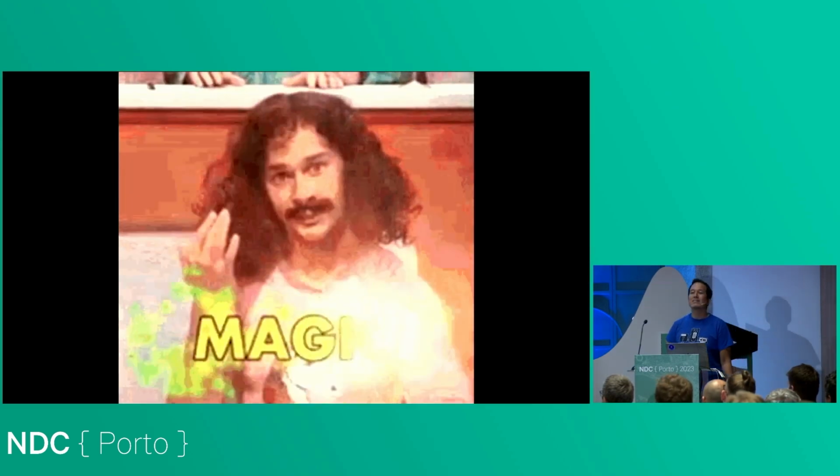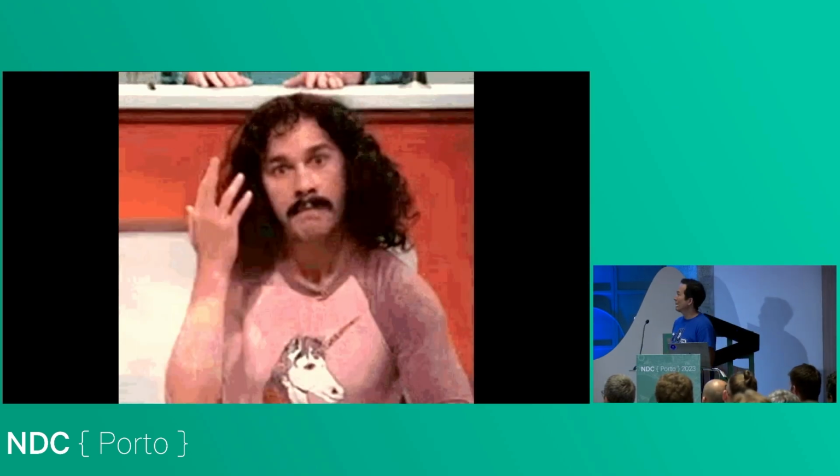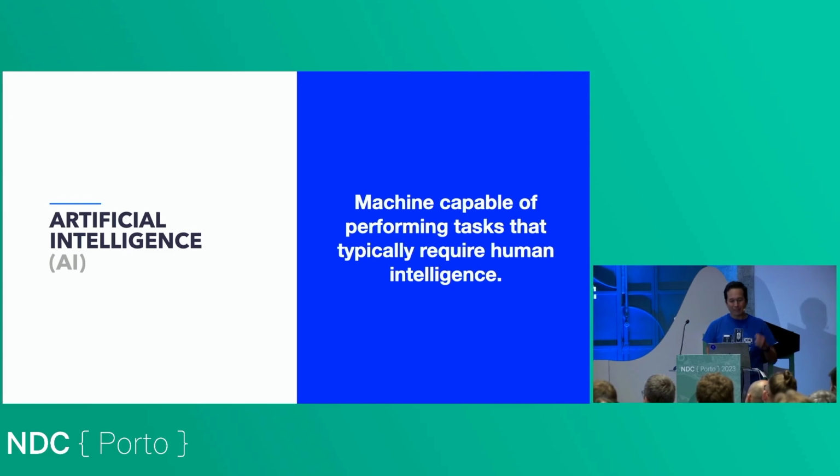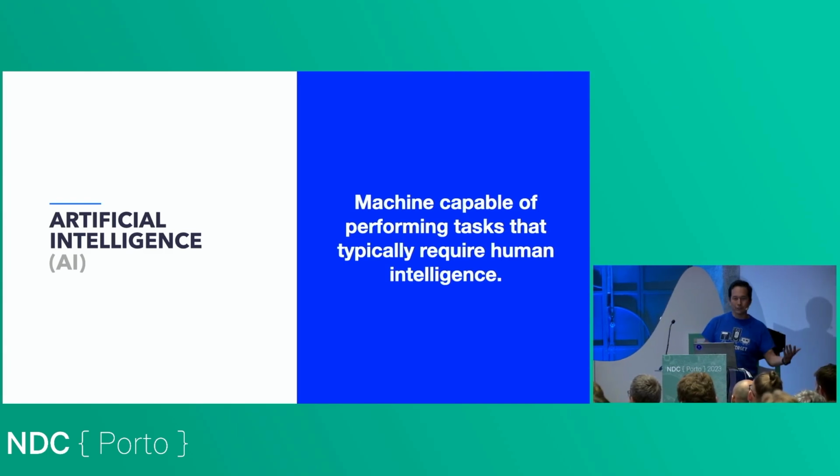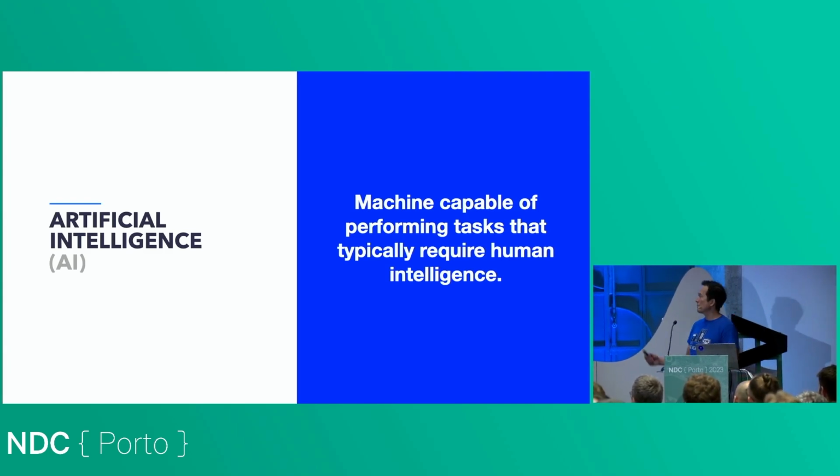For example, what exactly is AI? It feels like, is it magic? So AI, or artificial intelligence, is a machine capable of performing tasks that typically require human intelligence, such as image recognition, what's in this image, or categorization, or text and image generation.